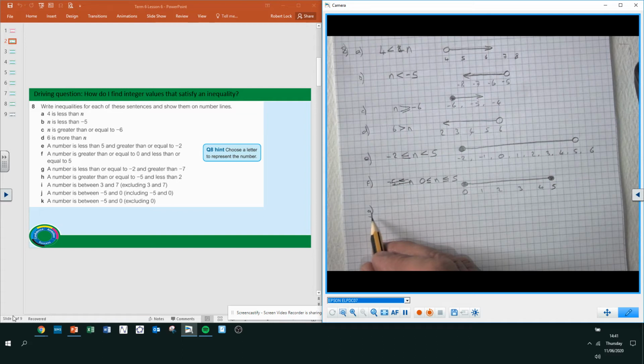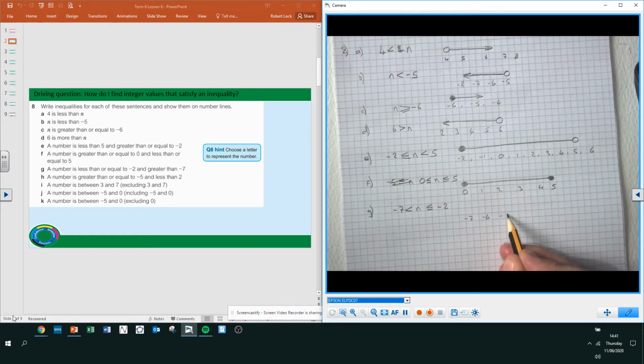A number is less than or equal to minus 2, but greater than minus 7. So n is greater than minus 7, but less than or equal to minus 2. So minus 7, minus 6, minus 5, minus 4, minus 3, minus 2, minus 1. Open dot because it's not equal. Filled dot because it is equal to, and draw a line in between.